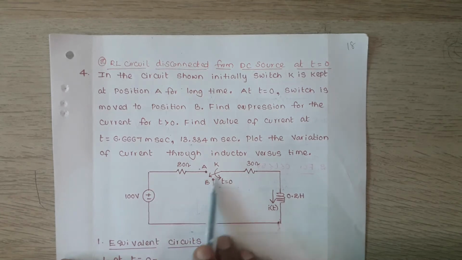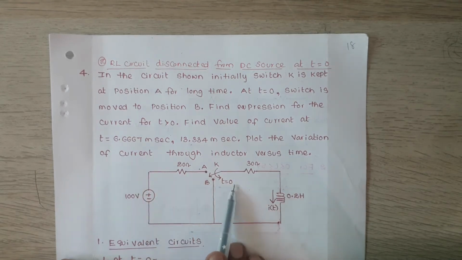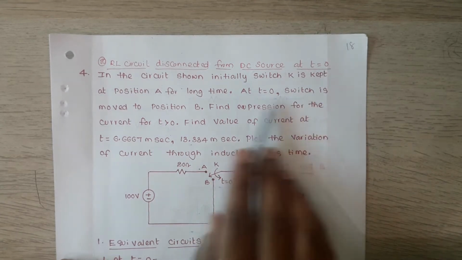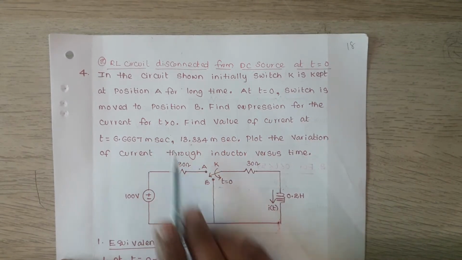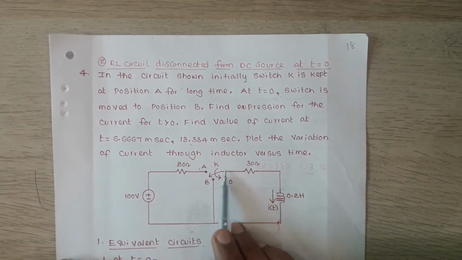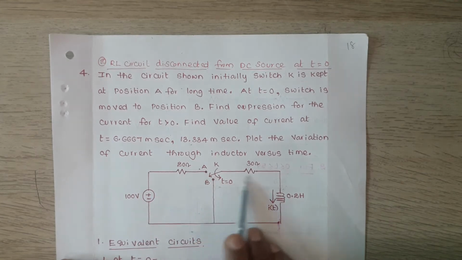So before t equal to 0, the RL circuit is connected to the source. At t equal to 0, this RL circuit is disconnected from the source and connected to B, which is a short circuit. So the switch is moved to position B. Find the expression for the current for t greater than 0. That means after disconnecting from the source and connecting to B, what is the mathematical expression for i of t?